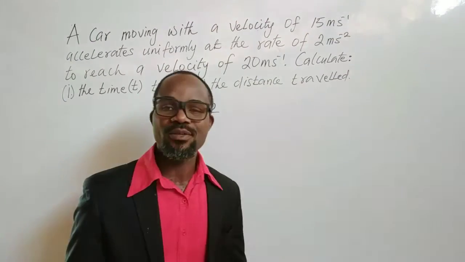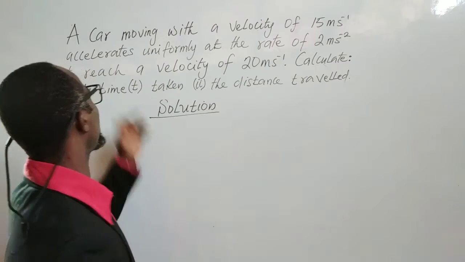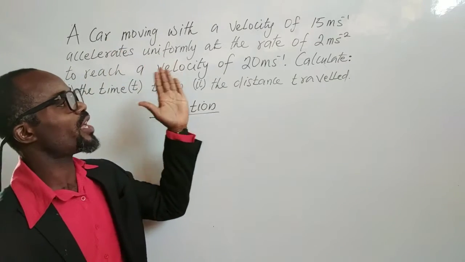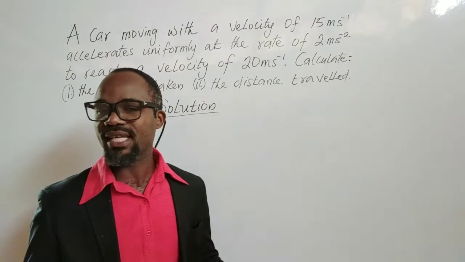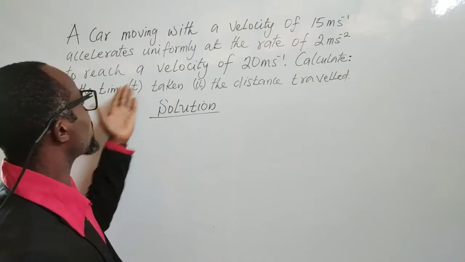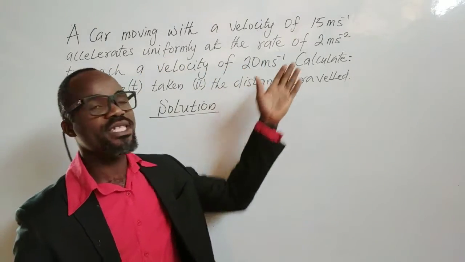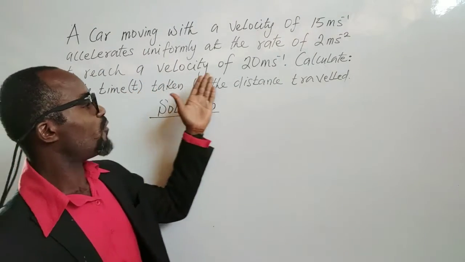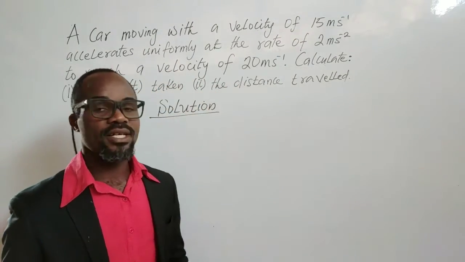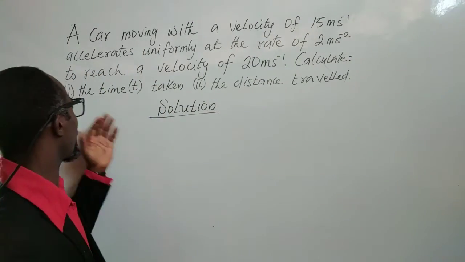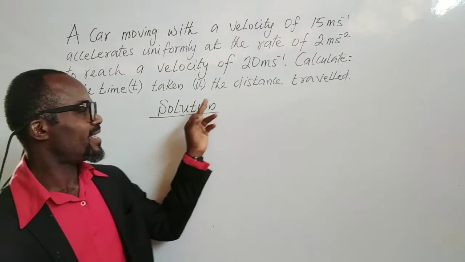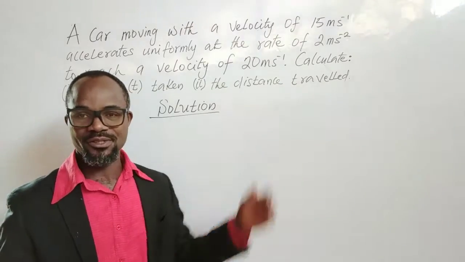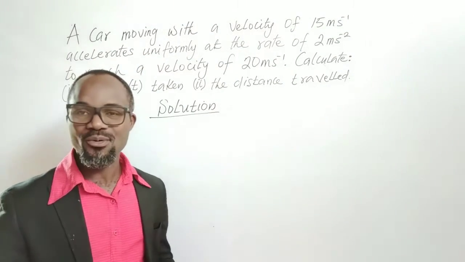The question on the board has to do with a car moving with a velocity of 50 meters per second, accelerating uniformly at the rate of 2 meters per second squared to reach a velocity of 20 meters per second. Calculate the time taken and then the distance traveled. All right, this is a simple question indeed.